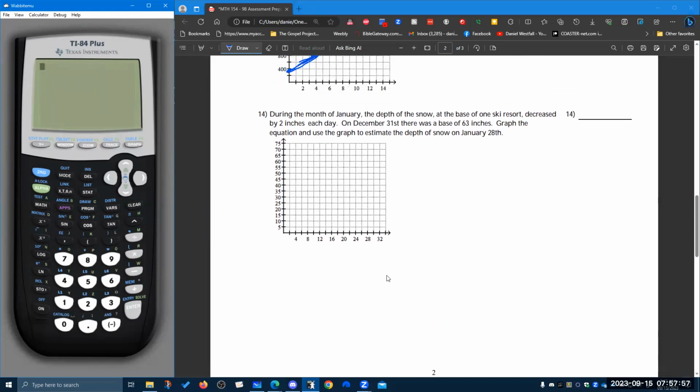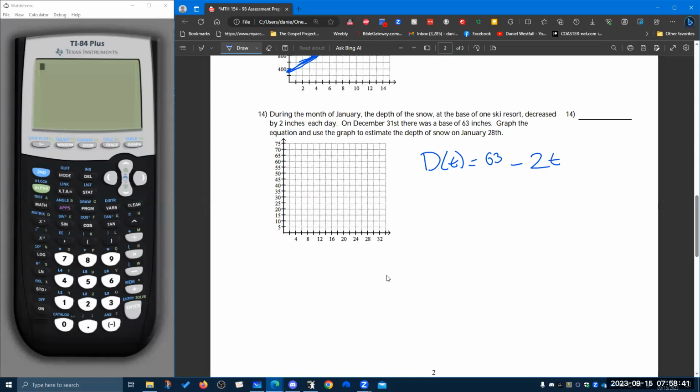During the month of January, the depth of the snow at the base of one ski resort decreased by 2 inches each day. So depth of snow on December 31st, there was a base of 63 inches. Graph the equation, use the graph to estimate. Okay, so day 0 here, there was 63 inches, and we're losing 2 inches a day.